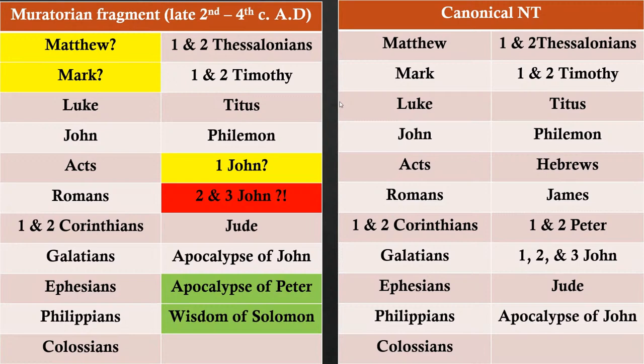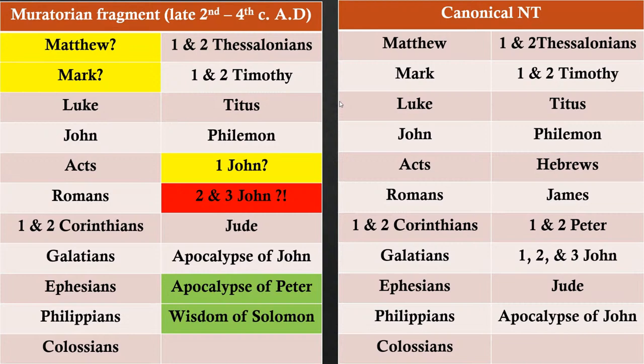So here we have the canon list of the Muratorian fragment. Date between the late 2nd century and 4th century AD. For the sake of our discussion, as I always am, I will try and be generous and say it's late 2nd century. Here, we have something more akin to our New Testament. Although, again, it's not quite mustard.